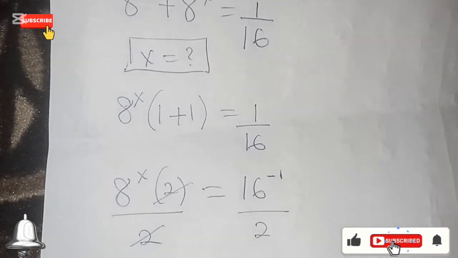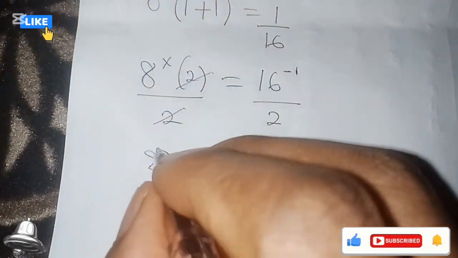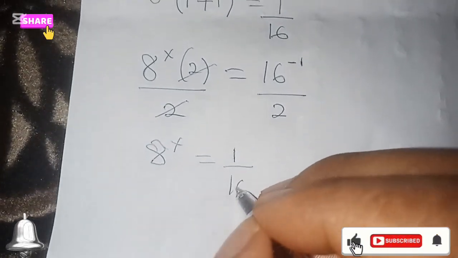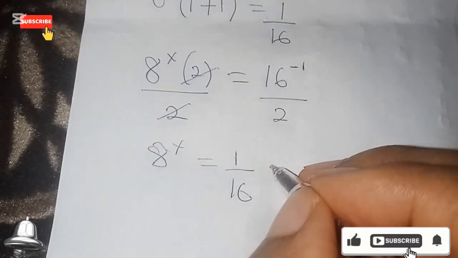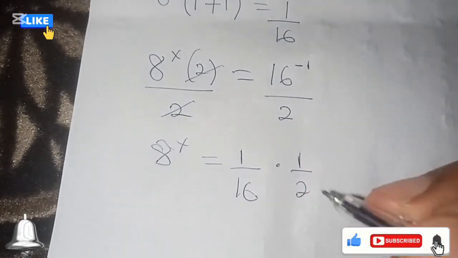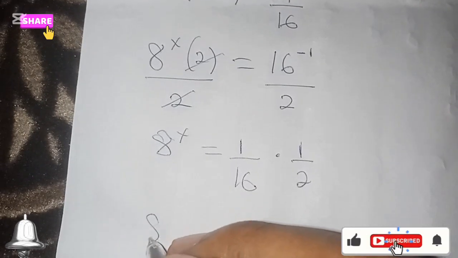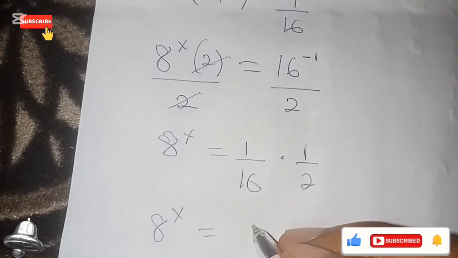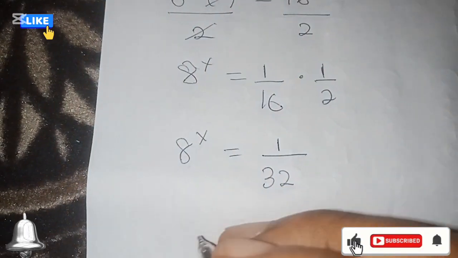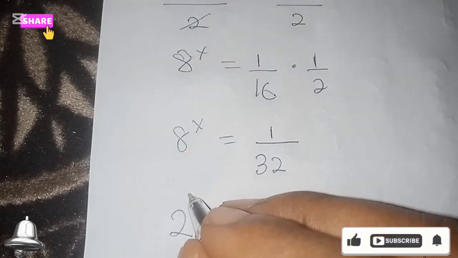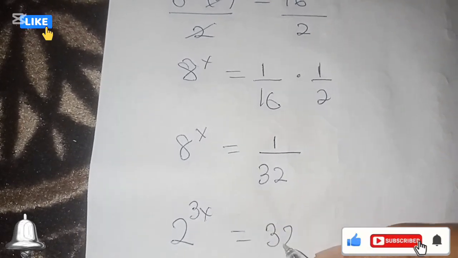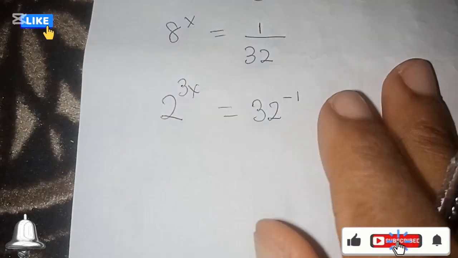We have 8 to the power of x equals 1 over 16, still the same thing, dot 1 over 2. Now, this is 8 to the power of x equals 1 over 32. Alright, this can be expressed as 2 to the power of 3x. And this can be expressed as 32 inverse.